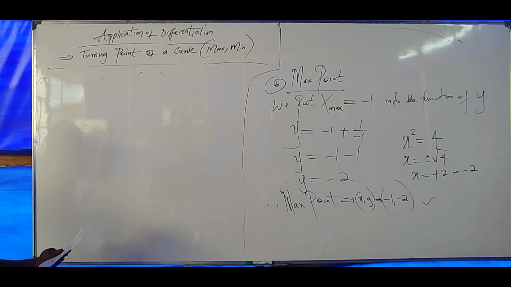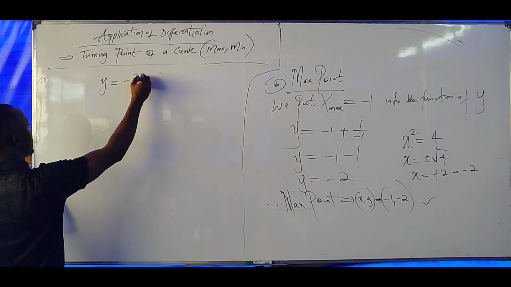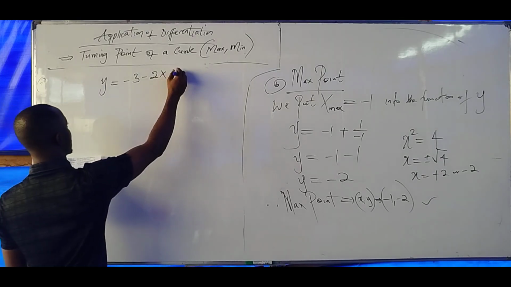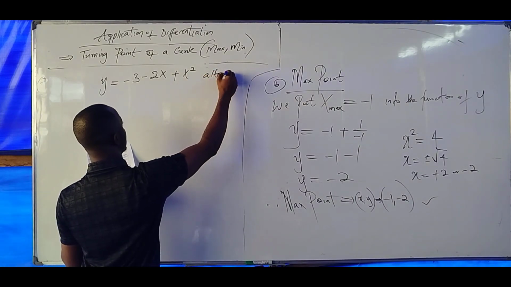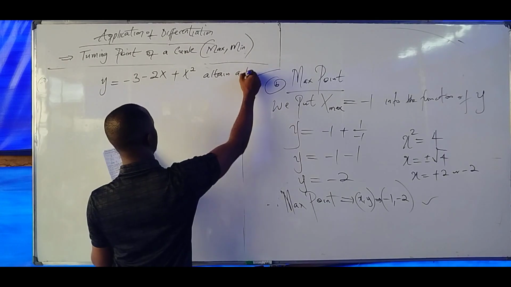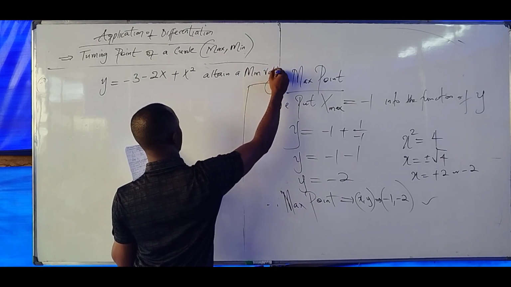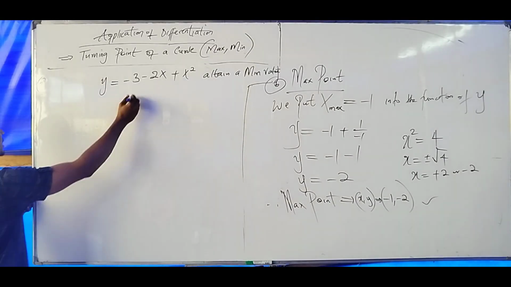At what value of x does the function y equals minus 3 minus 2x plus x squared attain a minimum value? Very simple. Right? Solution to this again.